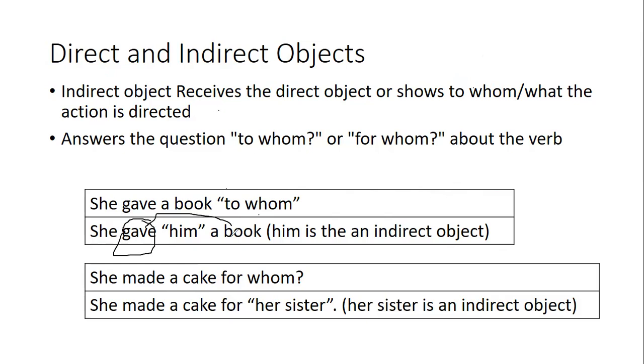Gave book to whom? To him. So him is our indirect object. She made a cake for whom? She is our subject. Made is our verb, making. She made it in the past. So made a cake. She made a cake for her sister, right? So then indirect object. So it's easy to find out the direct objects and indirect objects very easily.